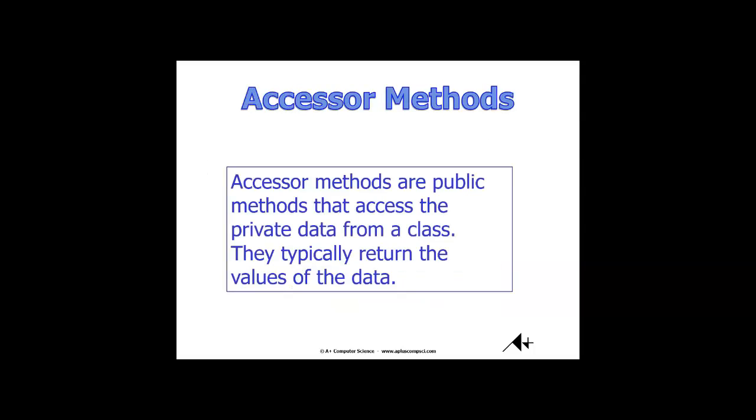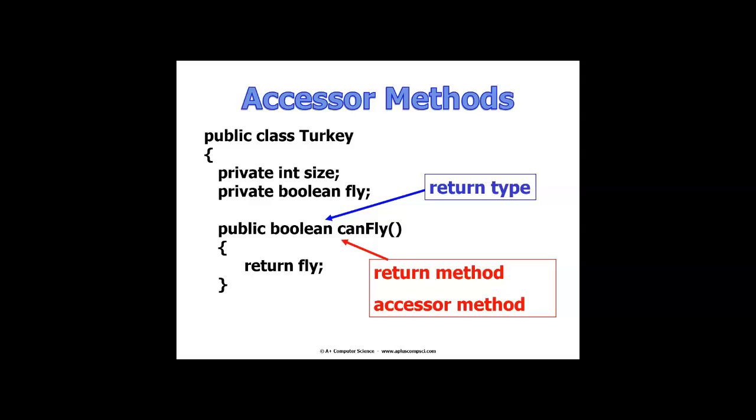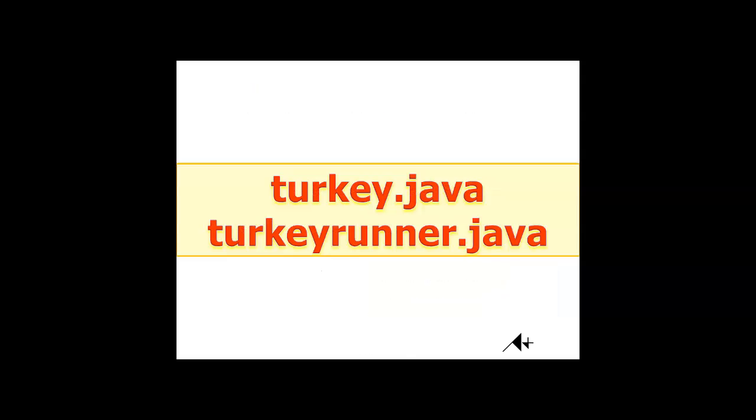Accessor methods. Accessor methods are like the print method that we were just looking at in the prior examples with the chicken. They are methods that just access the private data, but they do not in any way change that data. So here we have a method called canFly. Notice that canFly in no way is modifying any of the instance variables. It's just returning the value stored in the fly instance variable back to wherever it was called from.